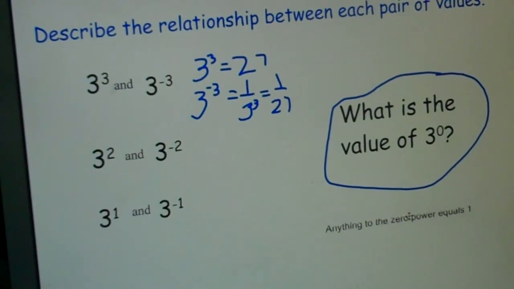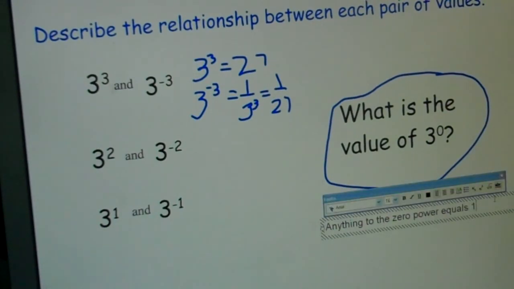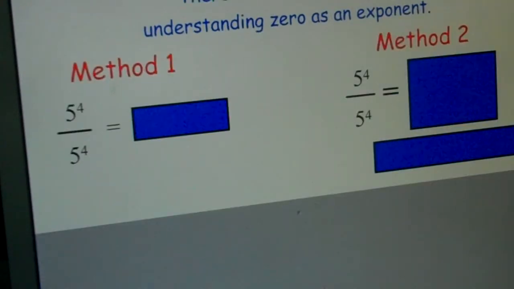Anything to the 0 power equals 1, except 0. We do have that one exception. 0 is, anything times 0, you all know that. You're smart kids. Okay, so there are two methods to understanding 0 as an exponent.